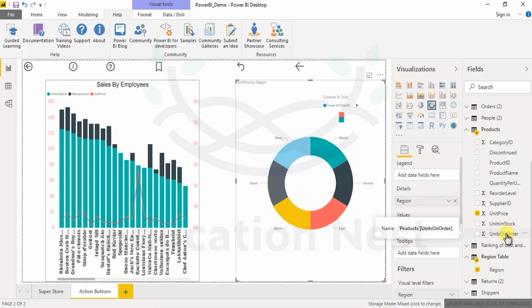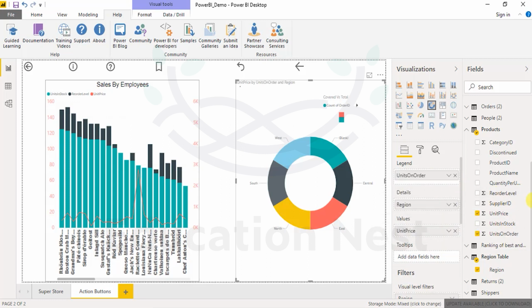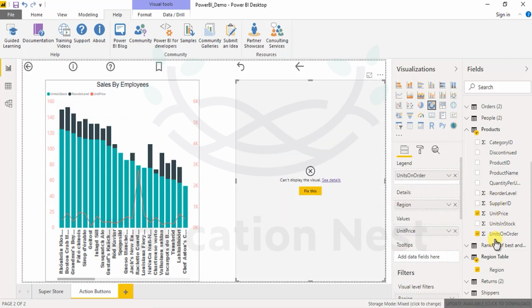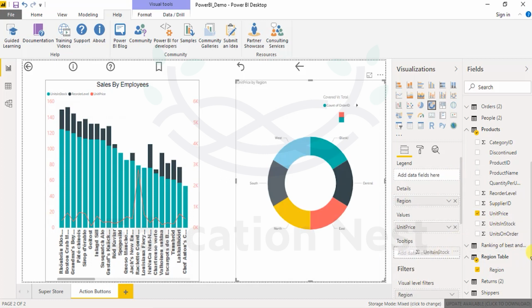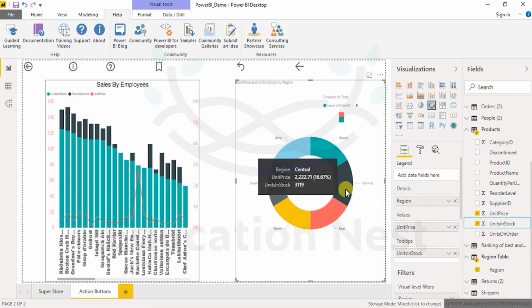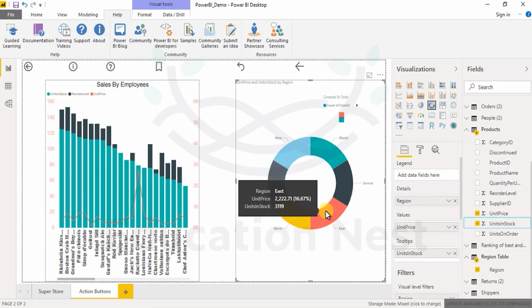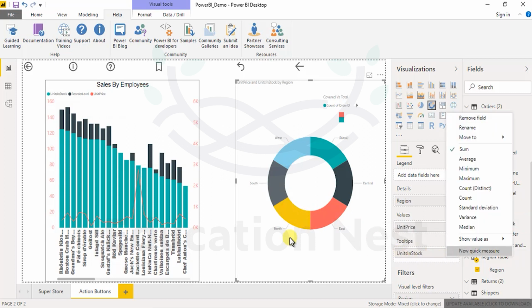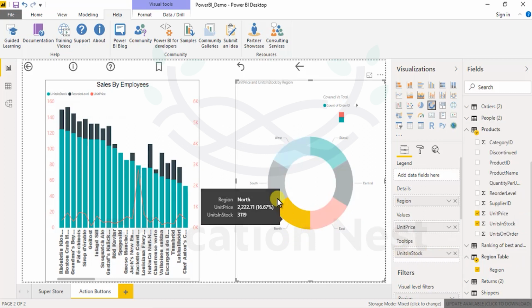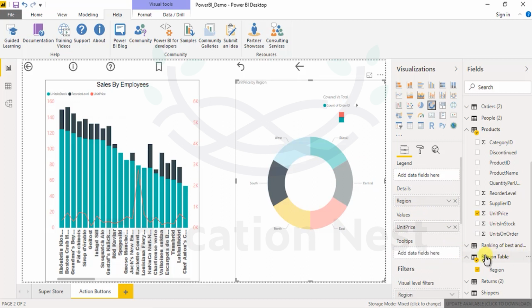So units on order, let's see. No, it can't be added. But units in stock, what about this? It can be added. So these many units are overall available in stock across all the products. Still, it is not bifurcated. That means, since the data is repetitive, units in stock has no relationship to the region. So we cannot use this again.